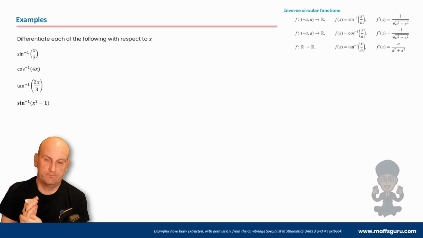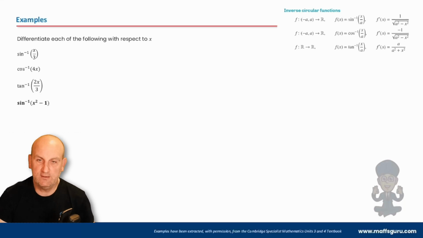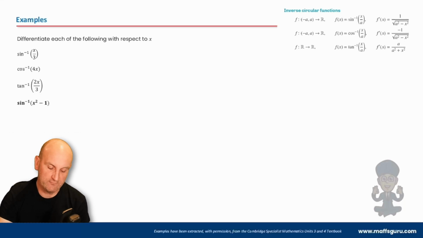Differentiate each of the following. Oh, what am I saying? I'm repeating the question. Sine to the minus 1 of x squared minus 1. I don't think I've got any choice here except to be able to take that out. So we've got y is equal to, what have we got? Sine to the minus 1 of x squared minus 1.